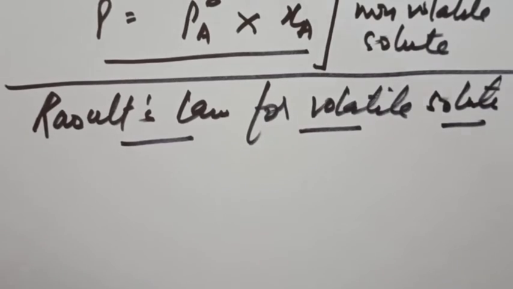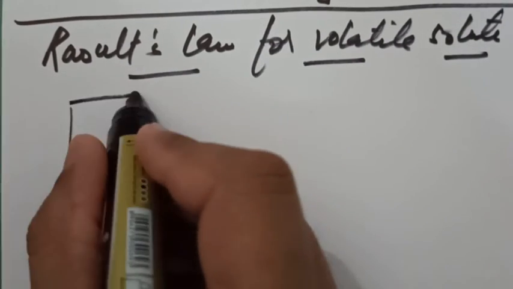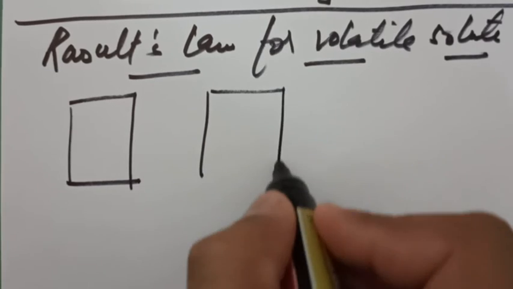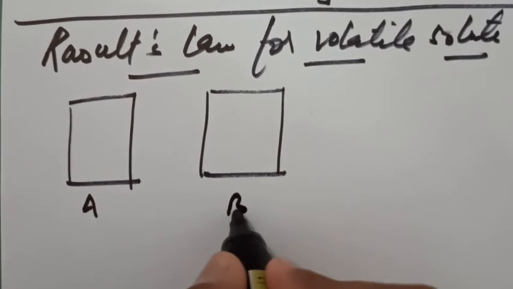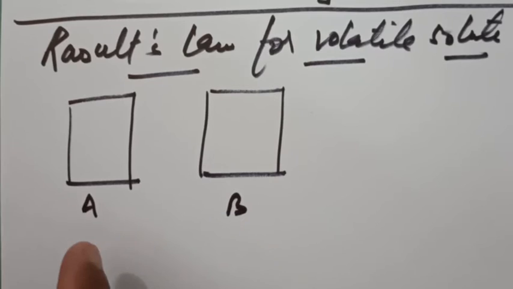Obvious. If we have a liquid, now listen, suppose we have two containers, in it there is a liquid A and a liquid B. This is solute, suppose B is solute and A is solvent.